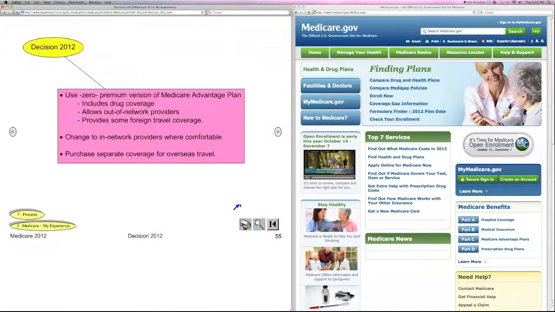And then finally made the decision. In my case, both my spouse and I chose a 0 premium Medicare Advantage plan. This includes drug coverage out of network and allows for out of network providers, provides for some foreign travel coverage. Then I decided we're comfortable with changing some in network providers where we were comfortable doing that. And then recognize that with Medicare you don't get coverage when you're outside of the United States, and so to purchase separate coverage if we do any overseas travel.